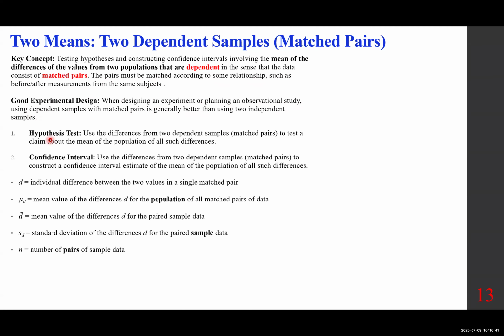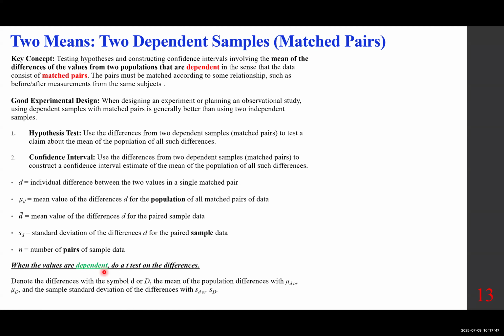D represents individual difference between the two values in a single matched pair. For example, the first group that I showed you. Mu sub D, mean value of the difference D for the population of all matched pairs of data. D bar, mean value of the difference D for the paired sample data. This is for the population. This is for the sample. S sub D, standard deviation of the difference D for the paired sample data. N, number of pairs of sample data. I think the variables are obvious and what they represent.